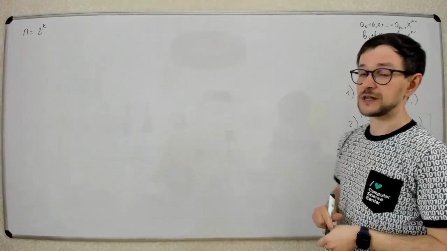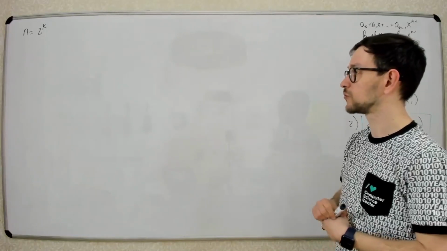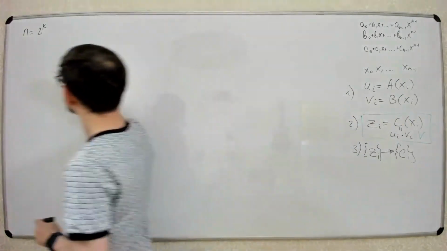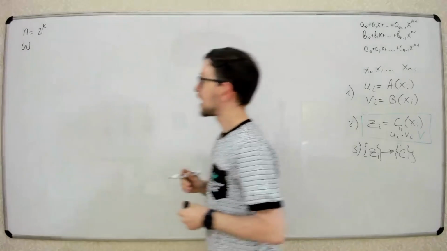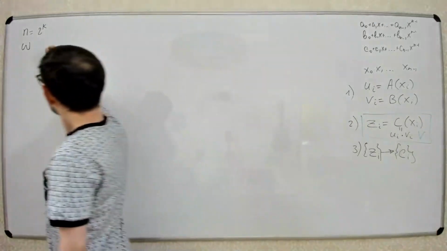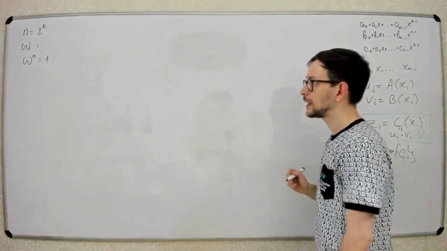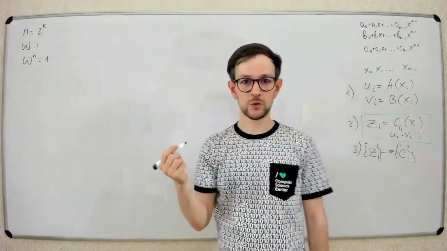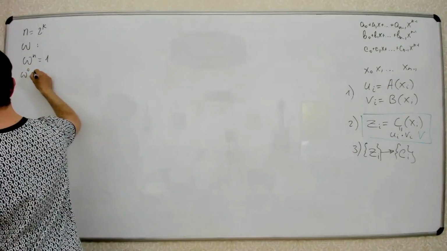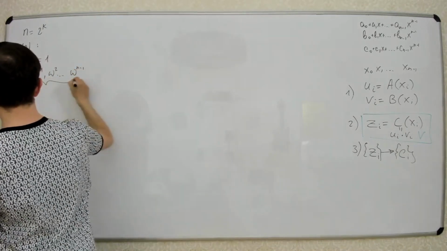Now, second thing is interesting. Now we need something which is called a primitive root of 1. So we need some special number w. This number must have the following properties. I want w to the power n equal to 1. And I want all the powers of w from 0 to n minus 1 to be different. So if I take the power 0, the power 1, the power 2, and so on, w to the power n minus 1, they must be all different.